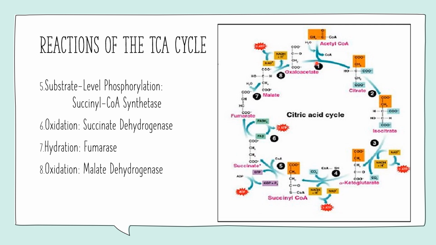So in total, a full turn of the TCA cycle generates 3 NADH: 1 from the isocitrate dehydrogenase reaction, 1 from the alpha-ketoglutarate reaction, and 1 from the malate dehydrogenase reaction. It also generates 1 ATP from the succinyl-CoA synthetase reaction and 1 FADH2 from the succinate dehydrogenase reaction. In the process, the carbon dioxides that were in the acetyl-CoA are lost.